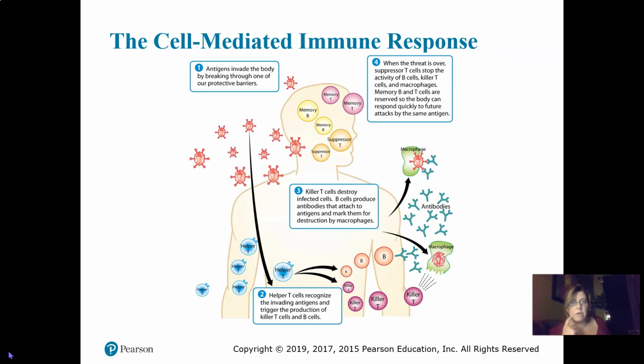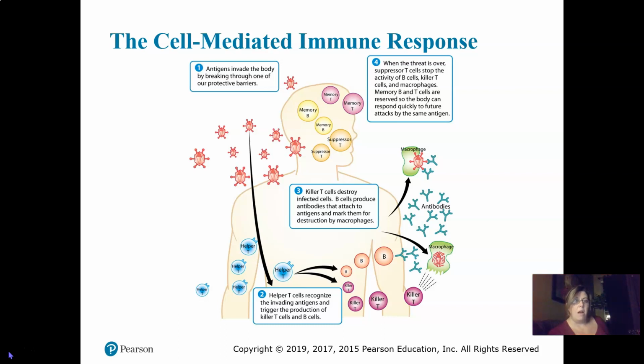Okay, so here's a diagram of cell-mediated immune response. So our first thing that happens is an antigen invades the body. It breaks through one of the barriers. Number 2, T cells recognize that they've been invaded, and that triggers the killer T's and the B's to get to work. Number 3, the killer T's destroy the infected cell, and the B cells produce the antibodies.